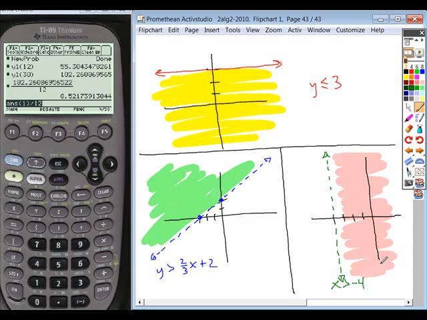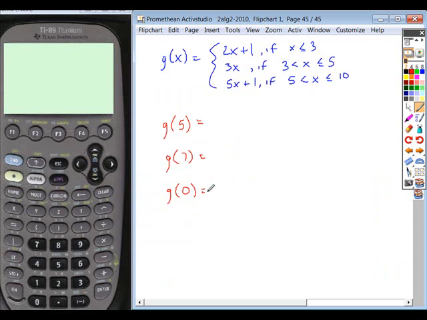Are there questions about what g of 5 is going to be? 15, and you get that because g of 5 fits into this second function. So we evaluate 3 times 5, and that gives us our 15. Okay, what about g of 7? So here we're going to evaluate in our last function. So 5 times 7 plus 1 gives us 35 plus 1, or 36.